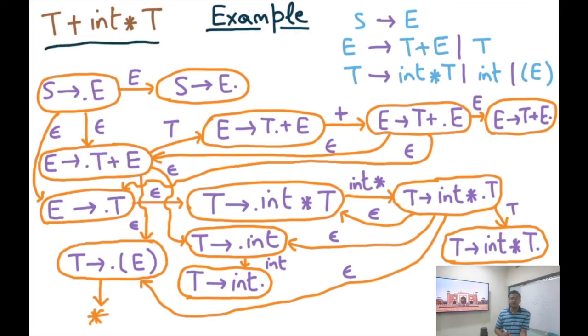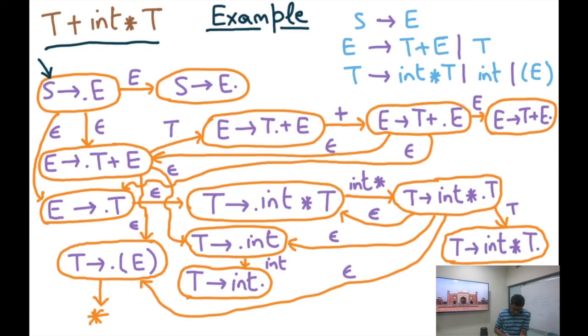My question is, is there a path starting from the start state, this is my start state, to an accepting state such that this string is consumed? Recall that all states are accepting states. So basically we are asking, does the automaton ever get stuck, or does it keep moving until the string is completely consumed? Let's see. I'm going to try to find a path that consumes T plus int star T.